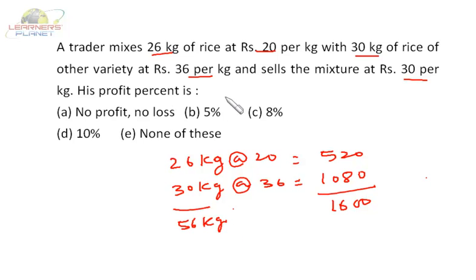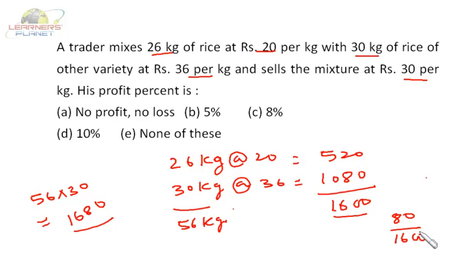Now selling price is 30 rupees per kilogram. That means total selling price will be 56 into 30. Now 80 rupees is profit over there, since this is selling price and this is cost price. Now 80 by 1600 into 100. So it is 5% profit. I hope you are clear.